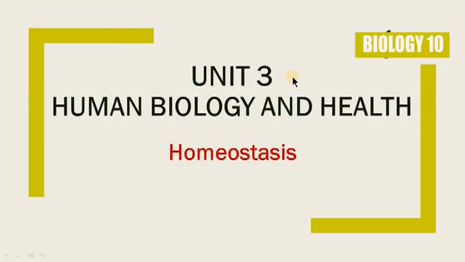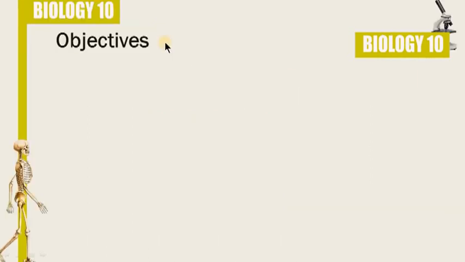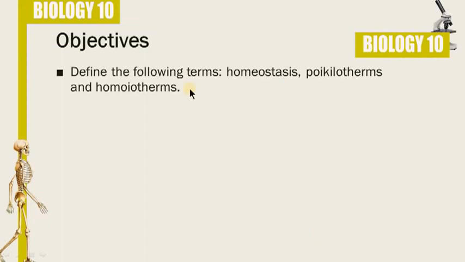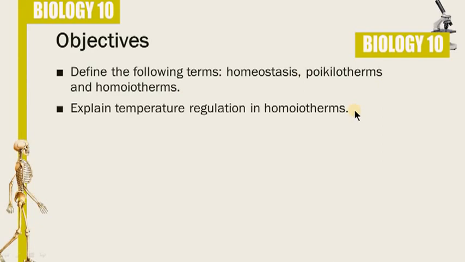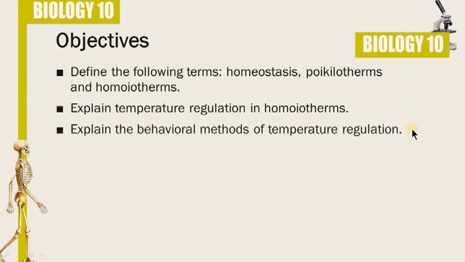Unit 3, Human Biology and Health, Homeostasis. Here are the objectives for this section. We will define the following terms: homeostasis, poikilotherms, and homeotherms. We will explain temperature regulation in homeotherms and look at some of the behavioral methods.